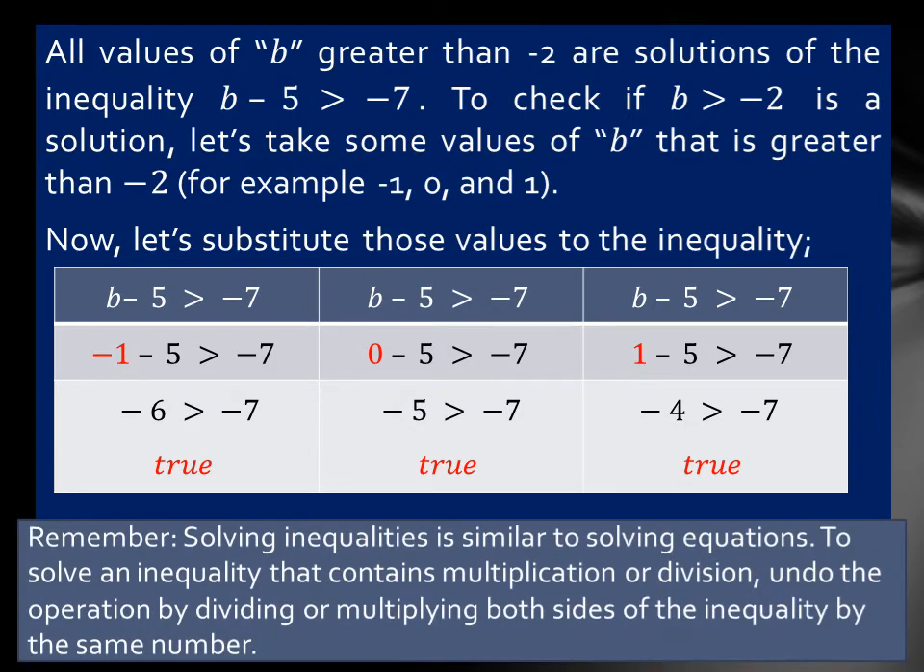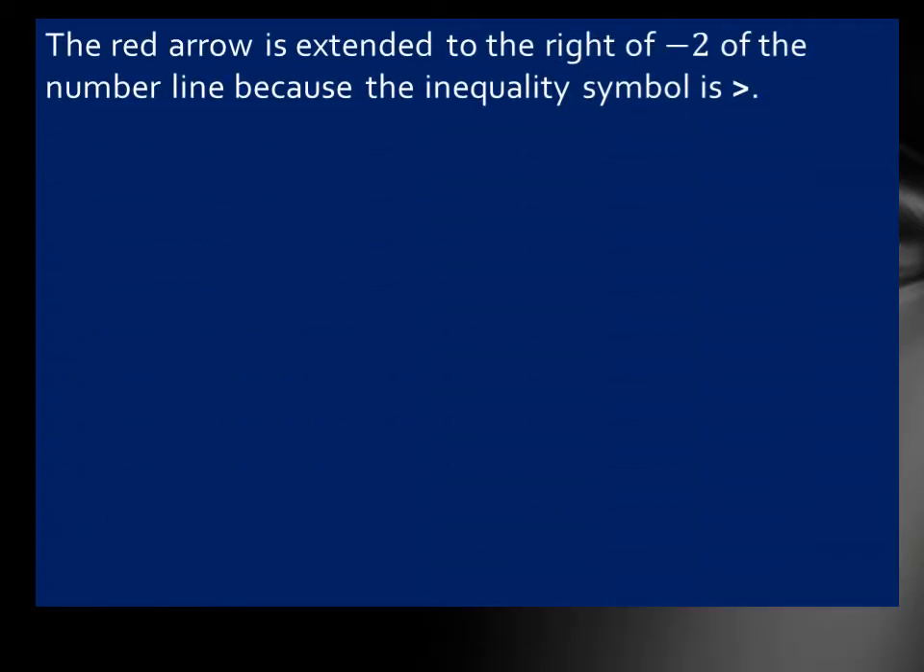Remember, solving inequalities is similar to solving equations. To solve an inequality that contains multiplication or division, undo the operation by dividing or multiplying both sides of the inequality by the same number. The red arrow is extended to the right of negative 2 on the number line because the inequality symbol is greater than. If it is less than, it goes to the left.